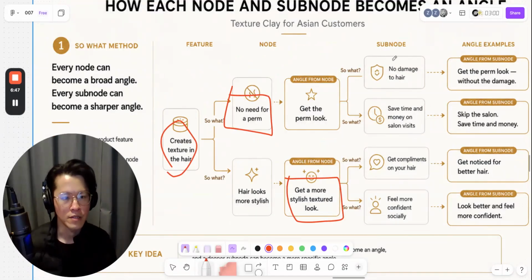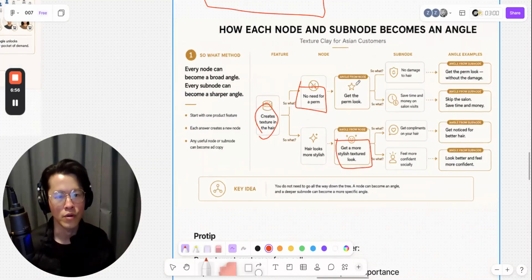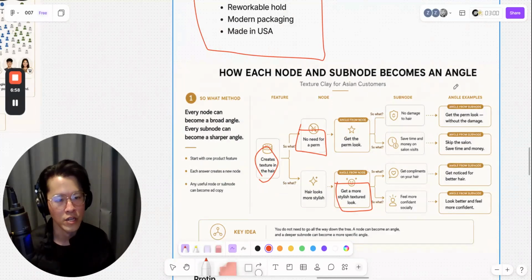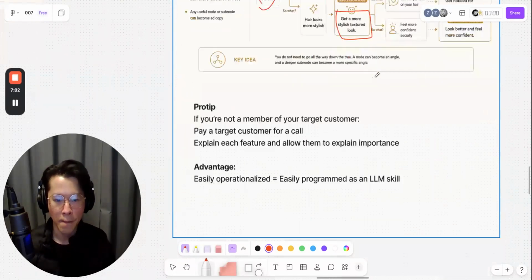And then from there, we get the subnodes, right? So no hair damage. And then from the subnode, we get this angle, get the perm look without the damage. So as you can see, each node turns into a unique angle, and we can just branch out and we can come up with many angles from this one method.